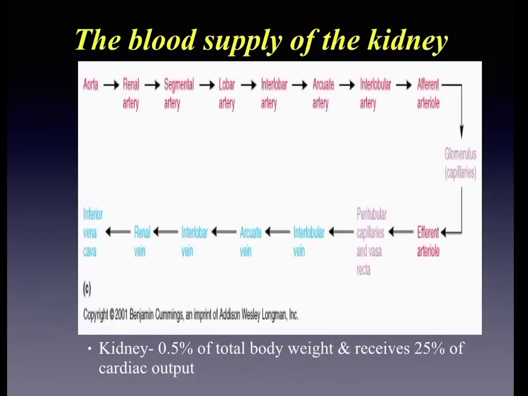And the lymphatics. The kidney, though it forms only 0.5% of the total body weight, receives about 25% of the cardiac output. So it is richly supplied with blood. The lymphatic drainage follows the same pathway as the vessels, and ultimately it drains into the aortic lymph node.